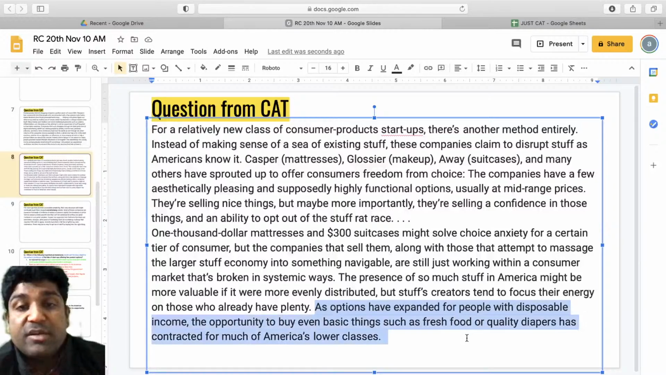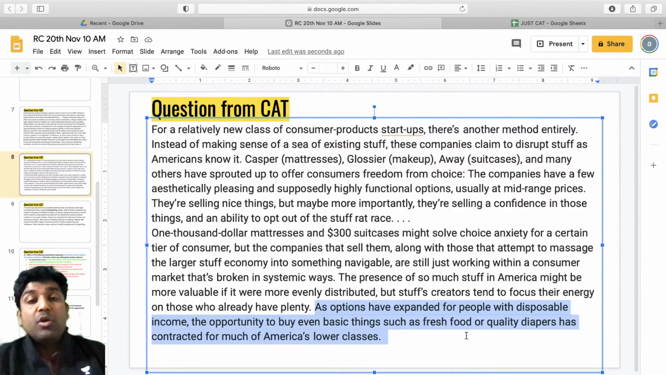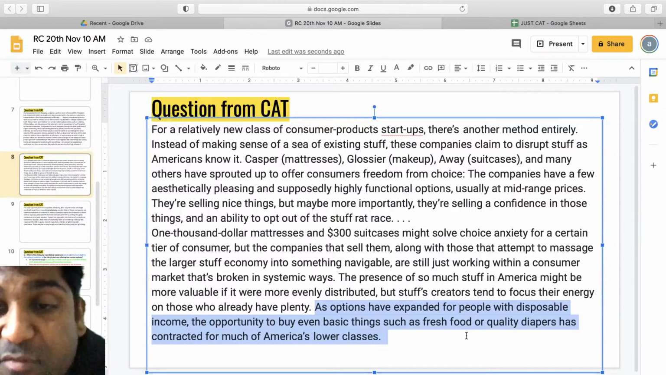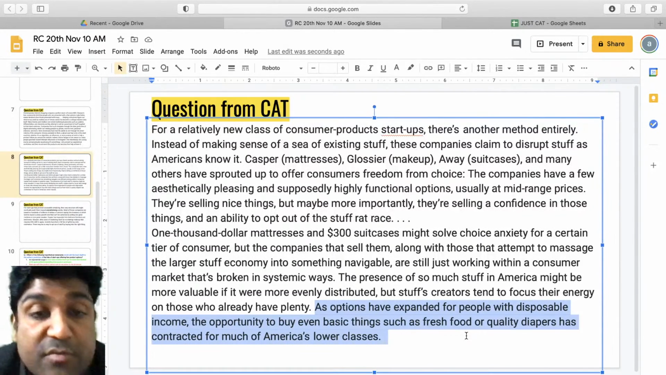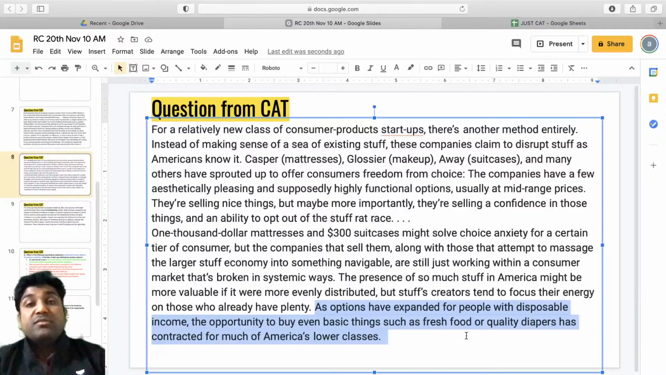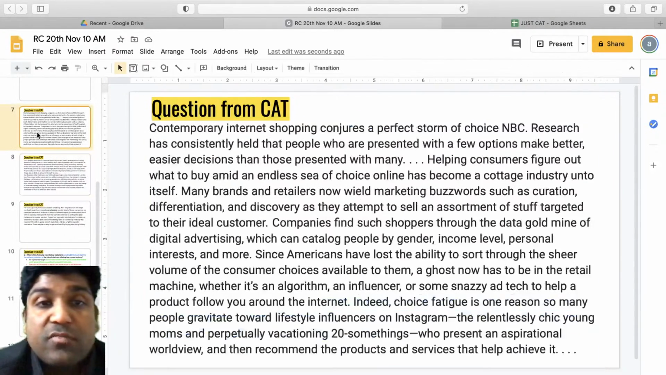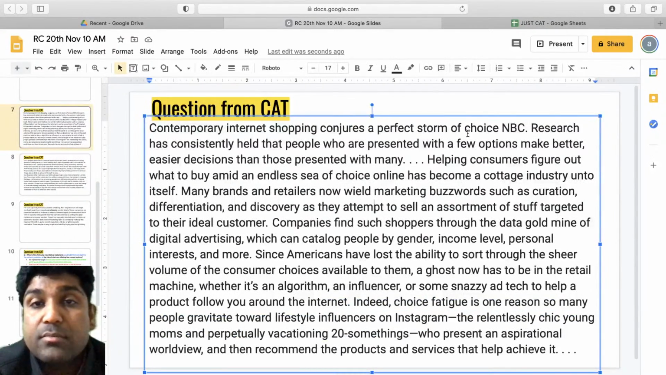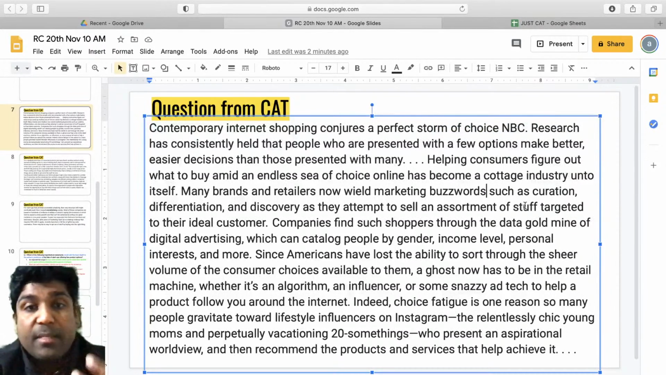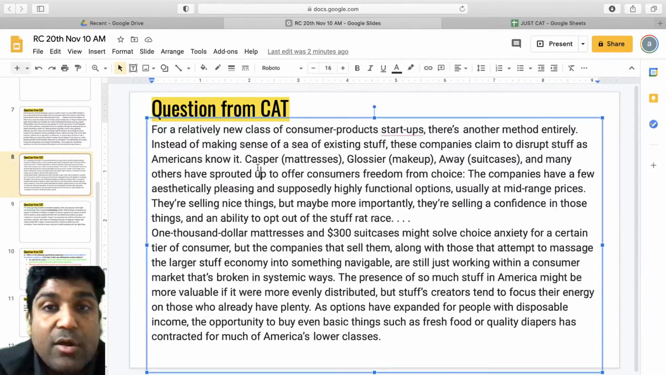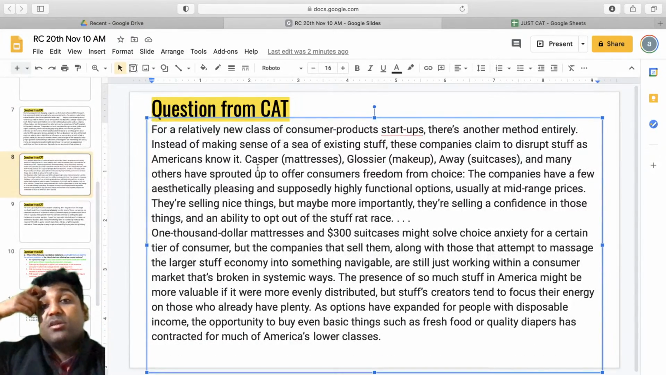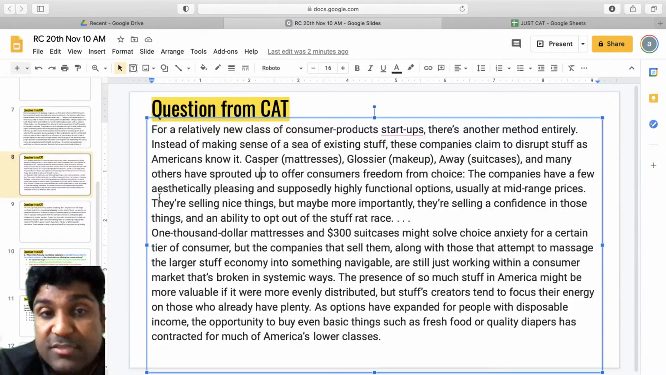As options have expanded for the people with disposable income, the opportunity to buy even basic things such as fresh food or quality diapers has contracted for much of America's lower class. So they're saying that, so an author is always saying that author wants that contemporary internet shopping consumes a perfect storm of choice, right? So there's so many products. So an author is sort of in a way, author is not supporting, but author is being appreciative in a certain way.